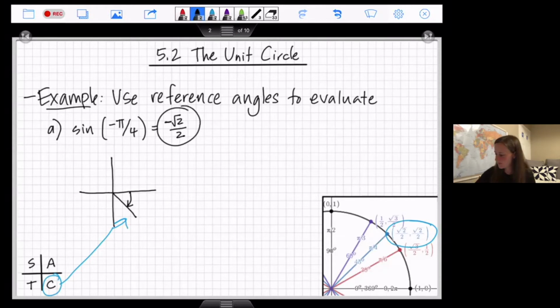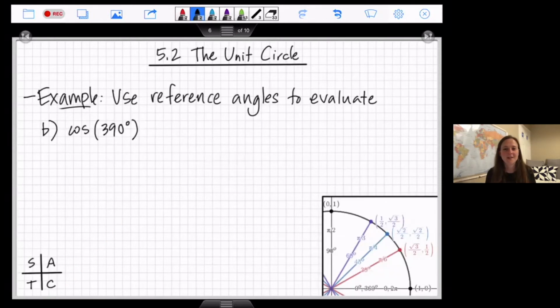Let's try a few more. Next up, cosine of 390 degrees. Let's draw 390 degrees. That's more than 360 degrees, so it's not on my unit circle.